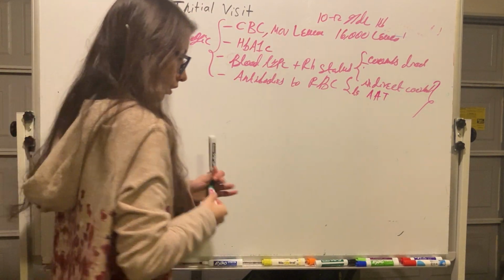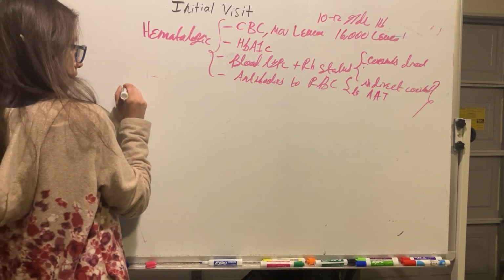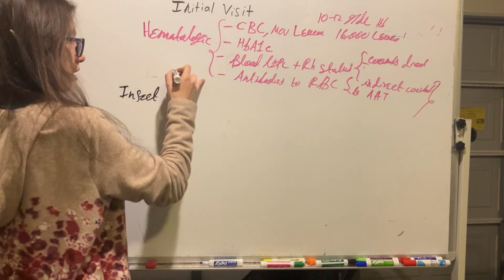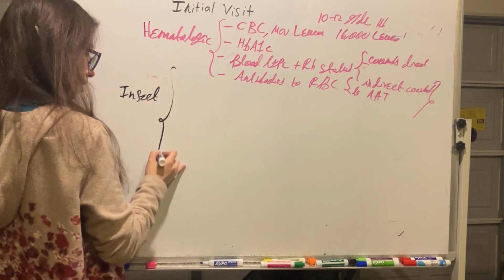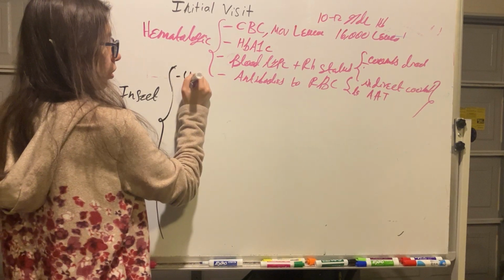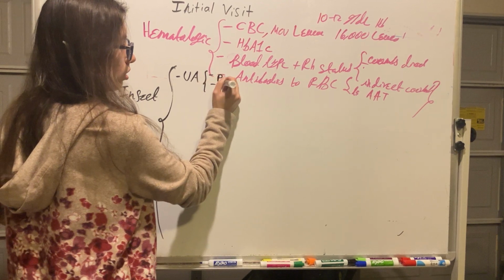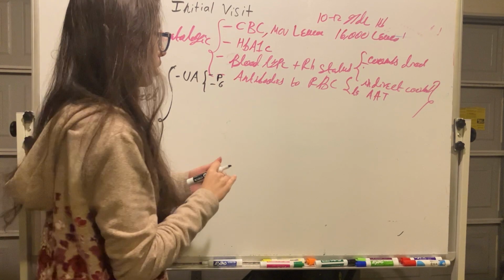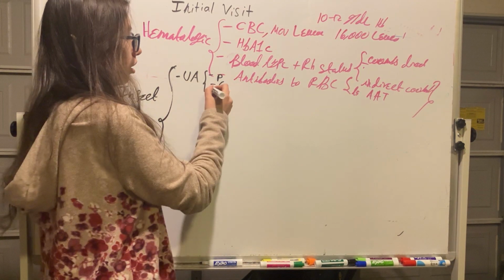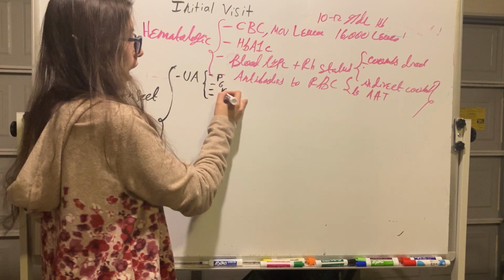Then we go to evaluation of infectious diseases. So we do urinalysis. Here we can evaluate for proteinuria, glucosuria, which all give us information about the kidney. We evaluate for ketone bodies and bacteria.